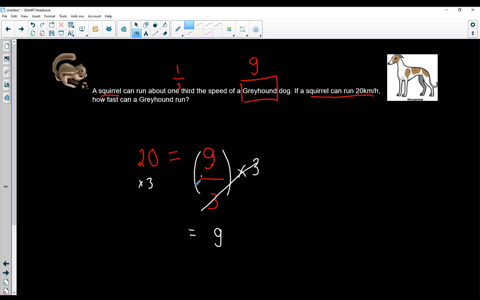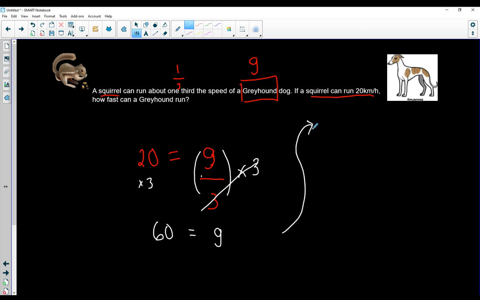Well, what I do to this side, I must do to this side. So 20 multiplied by 3 is 60. So we can say that the greyhound is traveling at a speed of 60 kilometers per hour.